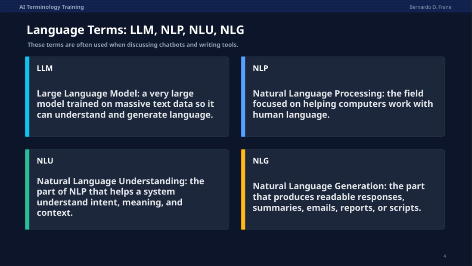Another important term is LLM, or Large Language Model. These are massive models trained on huge amounts of text data, allowing them to understand and generate language with impressive sophistication. You'll find these terms frequently used when discussing chatbots, writing tools, or any AI that interacts with language. Together, LLM, NLP, NLU, and NLG form the foundational language terms that underpin much of today's AI communication technology. Understanding these will help you grasp how these systems work and improve their application.